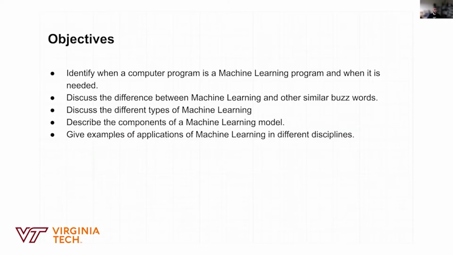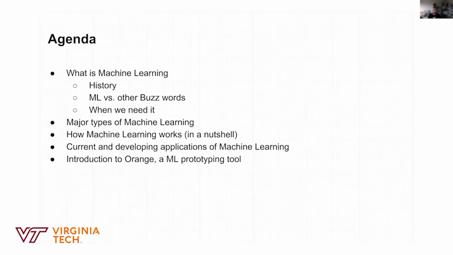We are going to look at the difference between machine learning and other buzzwords like data mining, data science, deep learning, artificial intelligence, and so on and so forth. And then we are going to see the major types of machine learning, those are the supervised, unsupervised, and other types. And then we're going to see the major components. How would you establish a machine learning pipeline or machine learning system? And then we're going to end with some cool stuff, seeing some example applications of machine learning in different disciplines. So this is our agenda that I just mentioned.